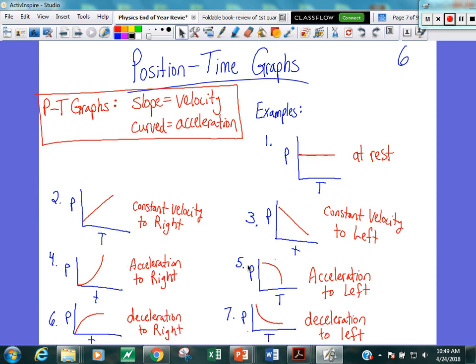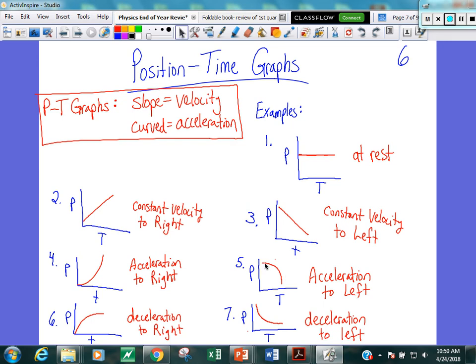Let's go to number 5, in this position time graph. First of all, you should notice that it's curved, so there's acceleration going on here. But it's curved going down, so because the slope is negative, the velocity is negative, which means it's going to the left.